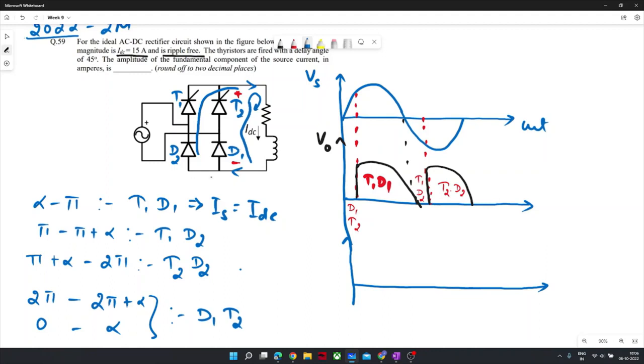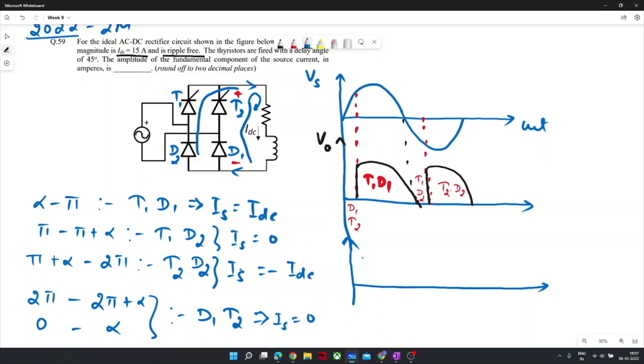And when this freewheeling condition is being satisfied, no current is drawn from the source. Only the load current is freewheeling and the source current would be zero. So for this period, IS would be zero, and for this period, IS would be zero. But here, IS will have IDC, but on the negative side. When T2 and D2 conduct, IDC is equal to minus IS, which you can visualize from this circuit. That's why all this waveform drawing was important.